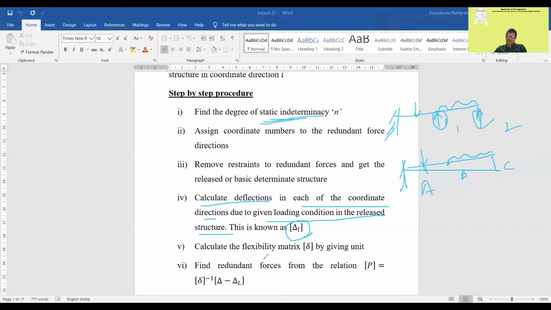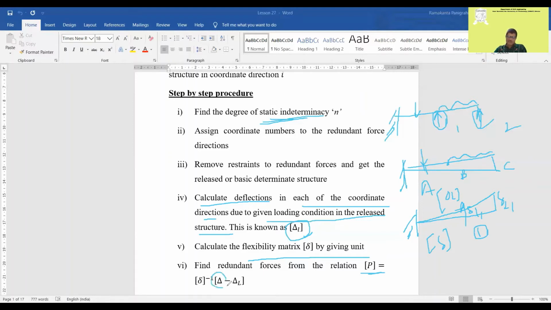Now calculate the flexibility matrix delta. You calculate the flexibility matrix by providing a unit force. There is no load; I will apply only the unit force at 1, and find the deflections here and here, delta 11 and delta 21. Once you find these, this will be the flexibility matrix. Here will be the delta L matrix, and P is the redundant forces that you want to find. So P will be equal to delta inverse times (delta minus delta L).